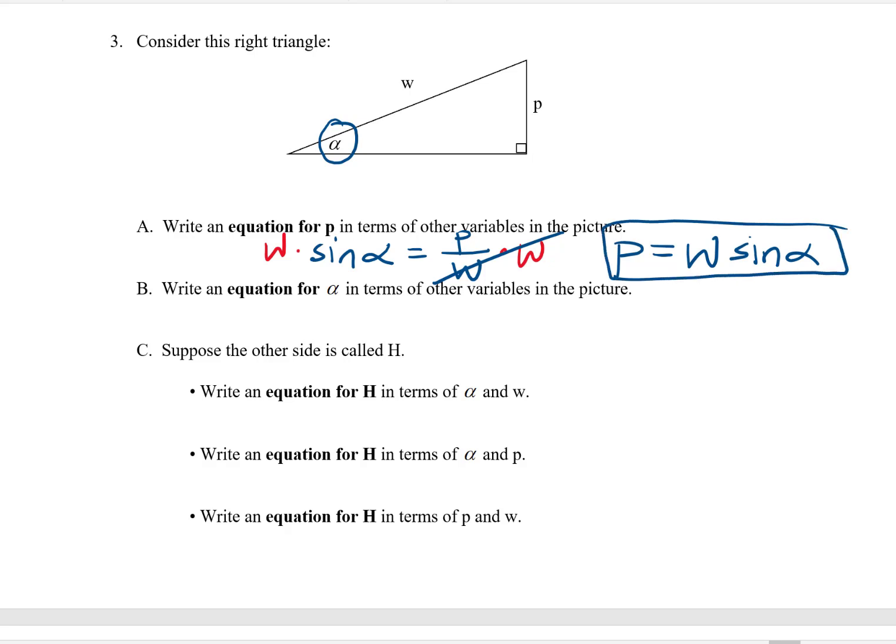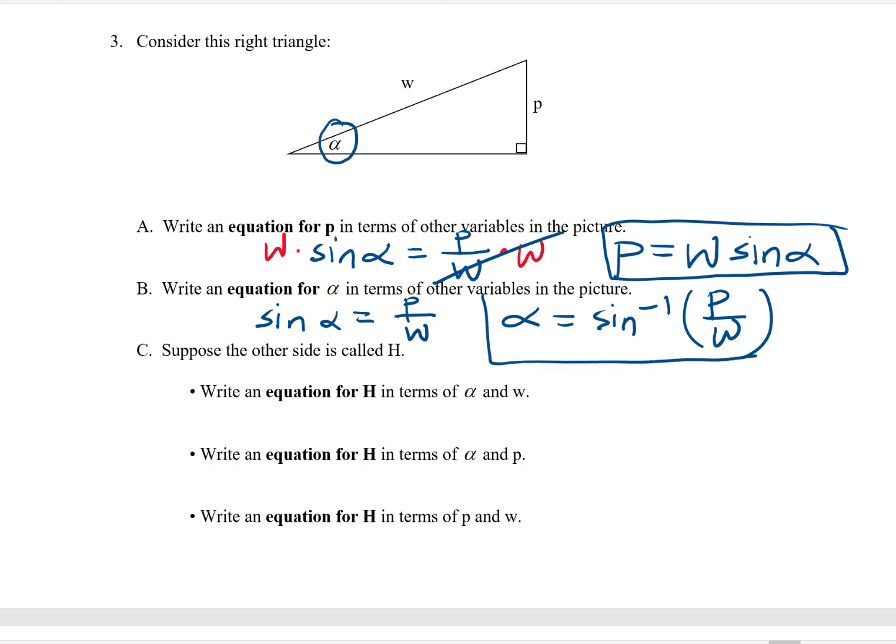Now it says write an equation for alpha in terms of the other letters in the problem. Well, the starting step is going to be the same. I still have that basic relationship, sine alpha equals P over W. How do I now get alpha by itself? How do I make a statement about the angle? Well, I know this is an acute angle because it's in a right triangle, which means therefore it would be found by simply taking the sine inverse of that P over W ratio. Alpha would be the inverse sine of P over W.